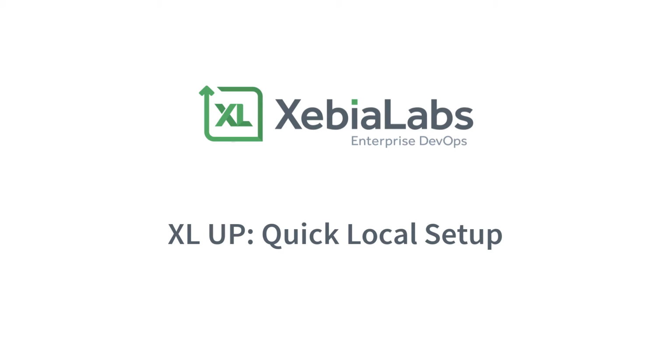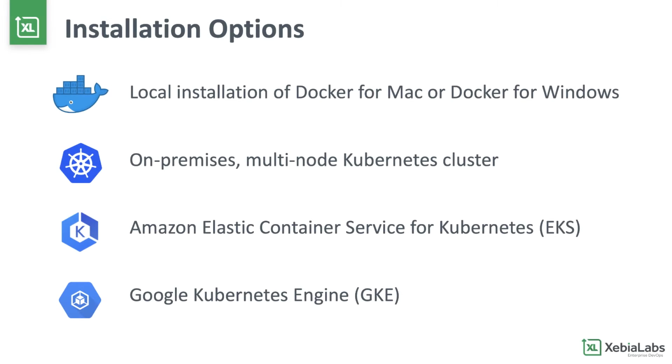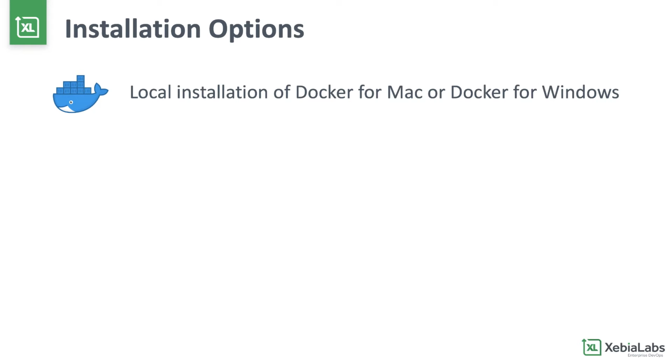XebiaLabs is a fast and easy way to install the XebiaLabs DevOps Platform in a highly available, highly scalable setup running on Kubernetes. You can use XebiaLabs to install the XebiaLabs DevOps Platform on your local computer, on a multi-node Kubernetes cluster, or in the cloud on Amazon EKS or Google GKE. This video will walk you through the process of installing the XebiaLabs DevOps Platform on your local computer, which is a great way to try it out.